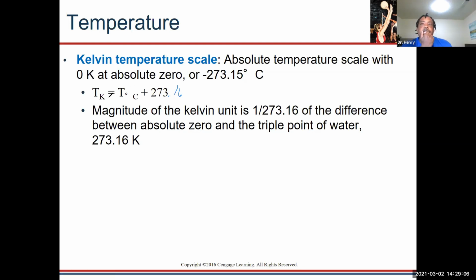So if I have 15 degrees Celsius, then my T Kelvin is going to be 15 plus 273. And if you want to be more exact, you can put the .16. So then it would be 288.16. Piece of cake?